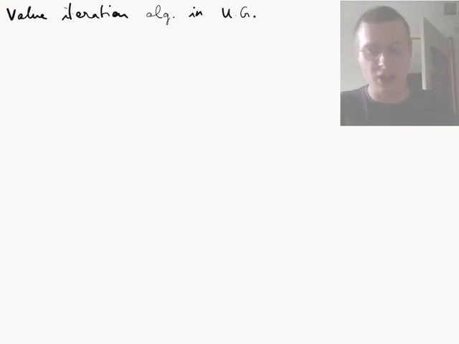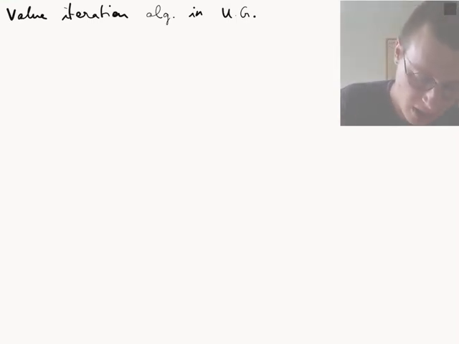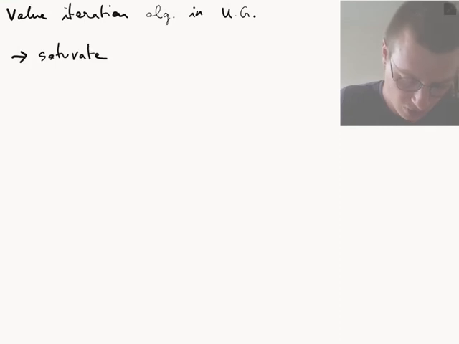Value iteration algorithms are a well-known type of algorithm that was historically used to solve parity games or mean payoff games, and that have a link to universal graphs, but we formalize it here. So how can one run a value iteration in a universal graph? Well, first we have to give more structure to the graph, and this is achieved by saturating the graph. Given a universal graph U, saturate it.